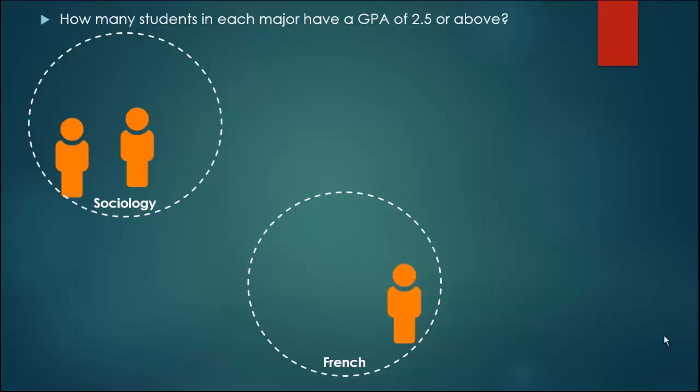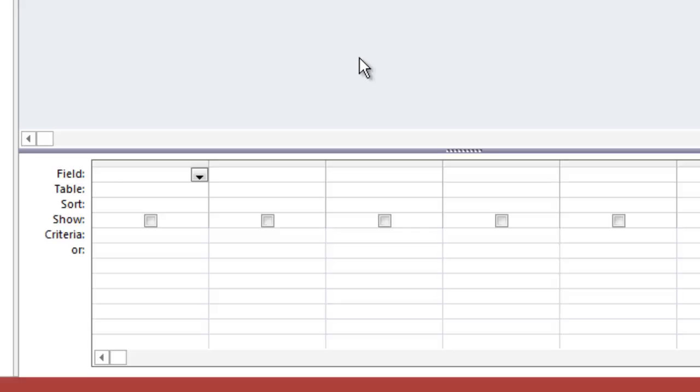The key difference between the two questions is whether the criteria applies to each individual student like it does here, and then the remaining students are grouped, or whether all the students are grouped, and then the criteria applies to each group. So let's switch to Access and see how to create these queries.